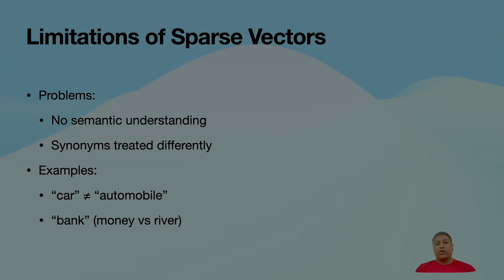The biggest drawback of sparse vectors is that they don't understand meaning. Words like car and automobile are treated as completely different. Contextual words like bank become ambiguous. Sparse vectors fail when meaning matters, and this is where dense vectors come into play.